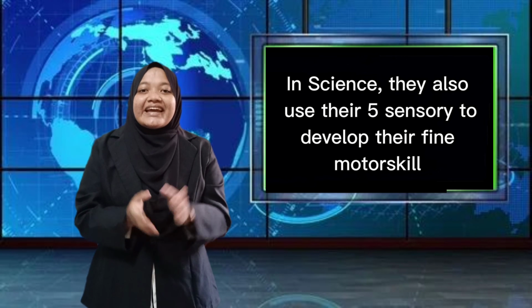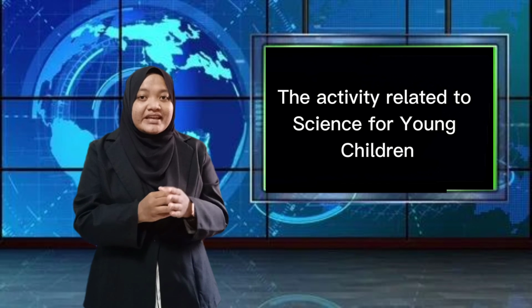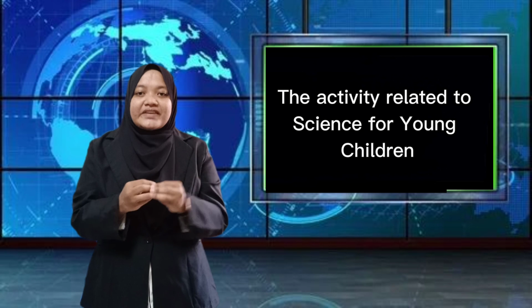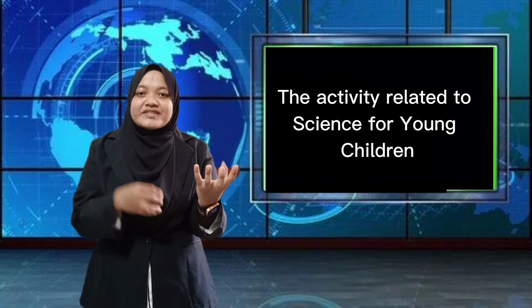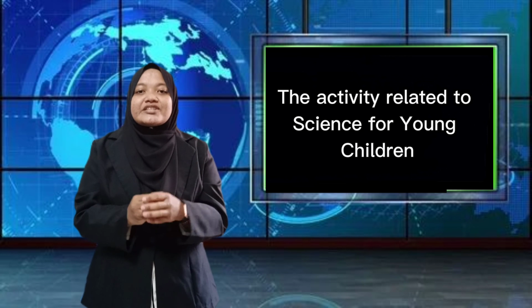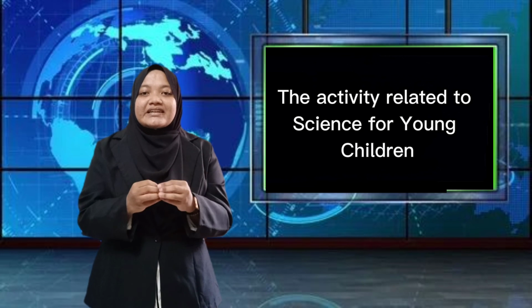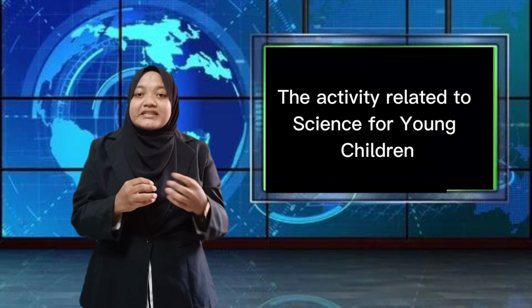Other than that, for example, the teacher can lead the children in a touch activity by giving the children rambutan fruits and mangosteen fruits. So, as a result, the children can tell the big difference between the surfaces of the fruits.